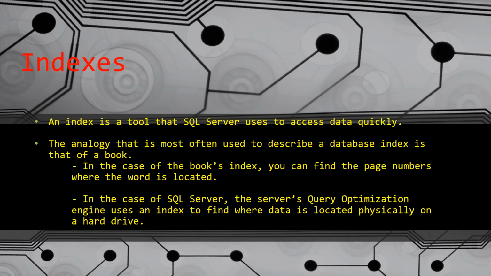Indexes. An index is a tool that SQL Server uses to access data quickly. The analogy that is most often used to describe a database index is that of a book. In the case of the book's index, you can find the page numbers where the word is located. In the case of SQL Server, the server's query optimization engine uses an index to find where data is located physically on hard drive.